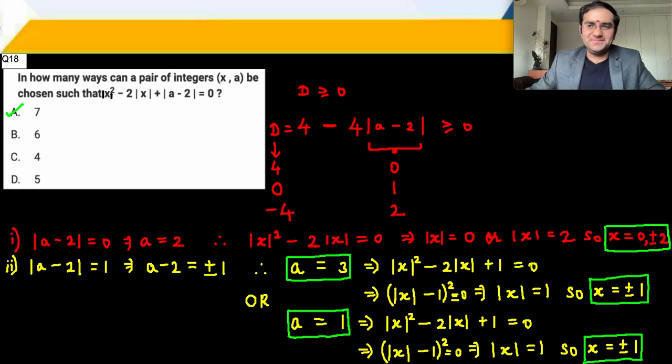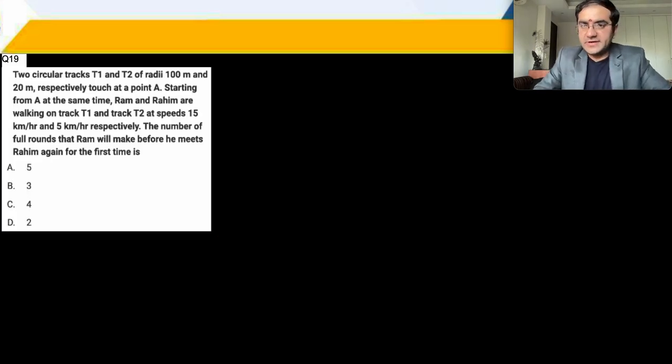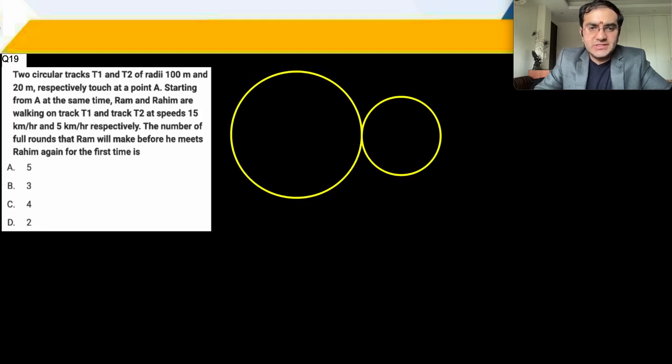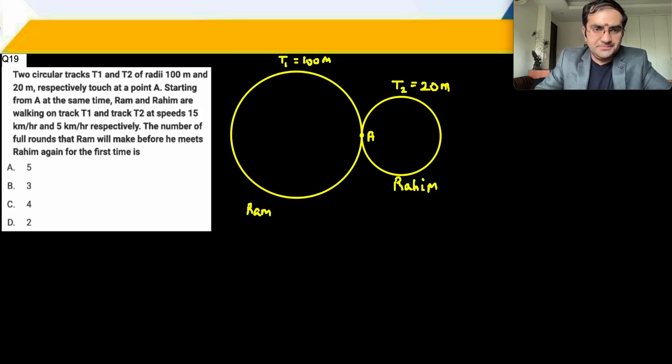Yeah. This is a TSD question, not very difficult, but it is definitely a little lengthy. So you have 2 circular tracks, T1 and T2 of radius 120. They are touching at A. So these are two tracks. They are touching at A. Starting from A at the same time, Ram and Rahim are walking on tracks T1 and T2 at respective speeds. So we'll take T1 as the larger radius for Ram, T2 as the smaller radius for Rahim.